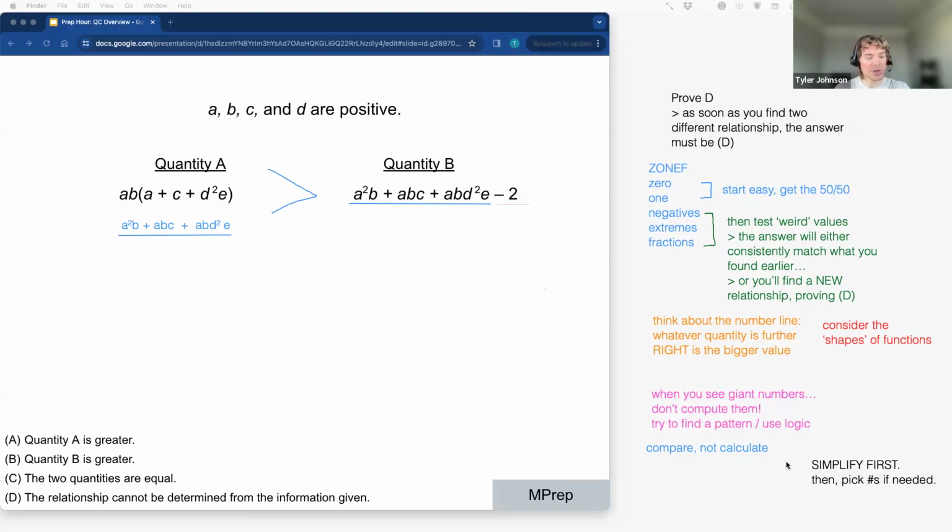So don't jump straight to picking numbers. Make sure you simplify as far as you can first.